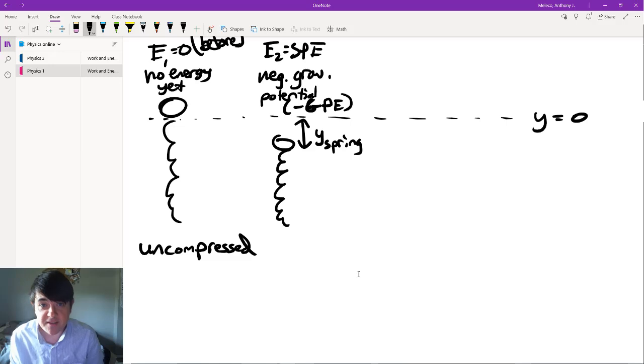Okay, so if you set that 0 point and you're not at the 0 point, you have gravitational potential. If you're above it, you have positive. If you're below it, you have negative gravitational potential. And I'll show you how that works.